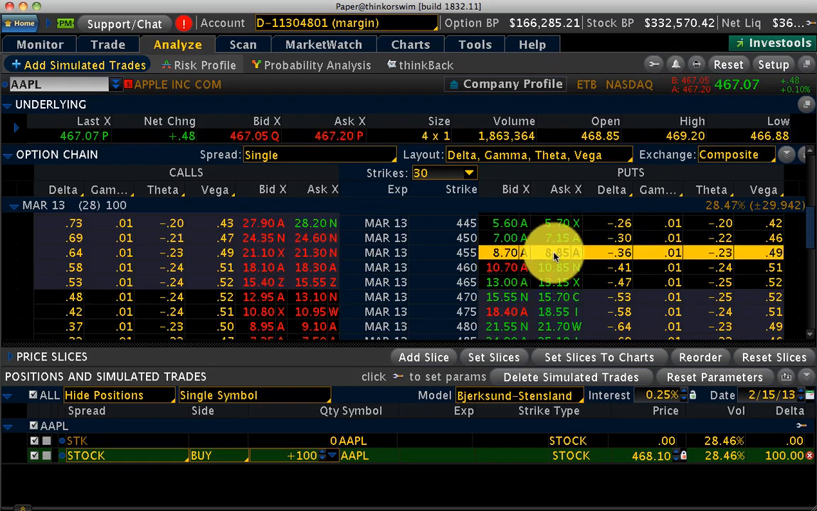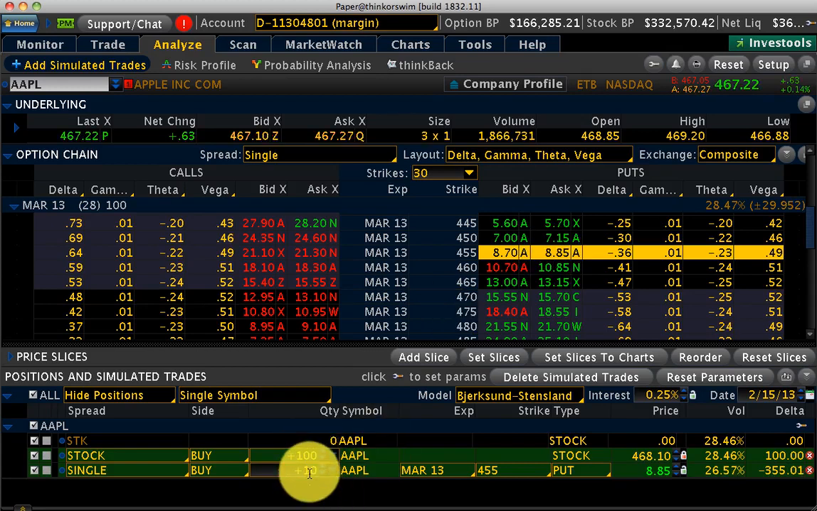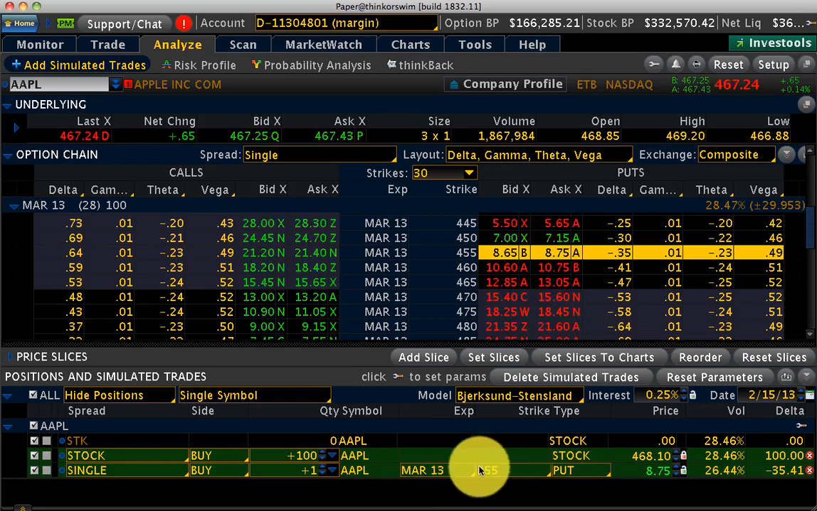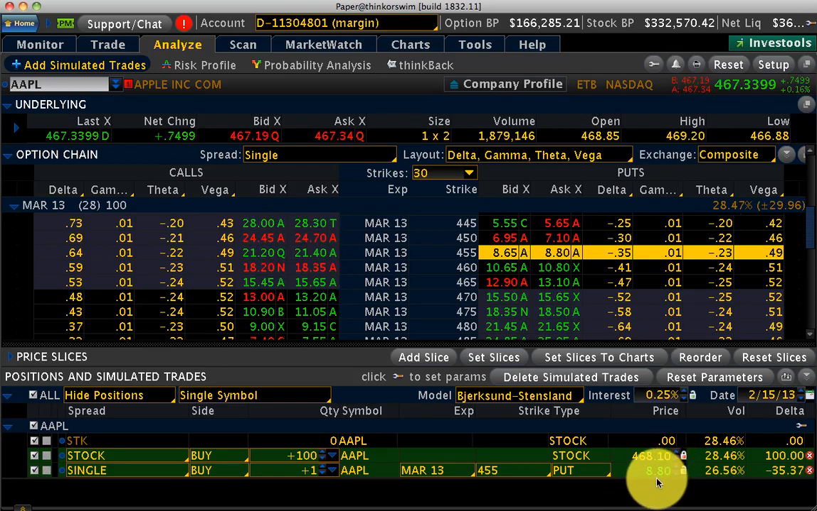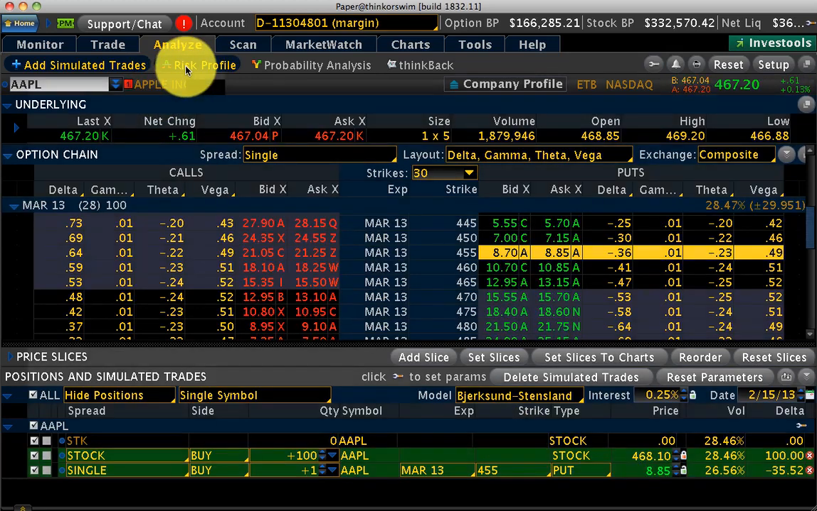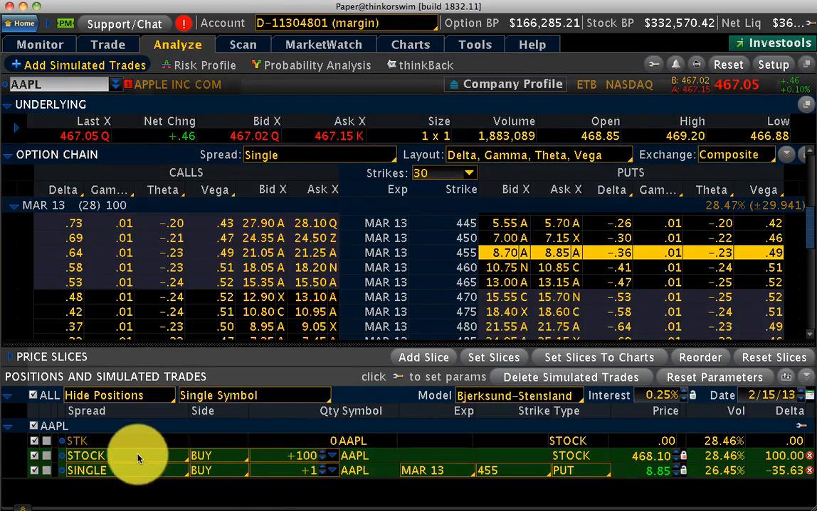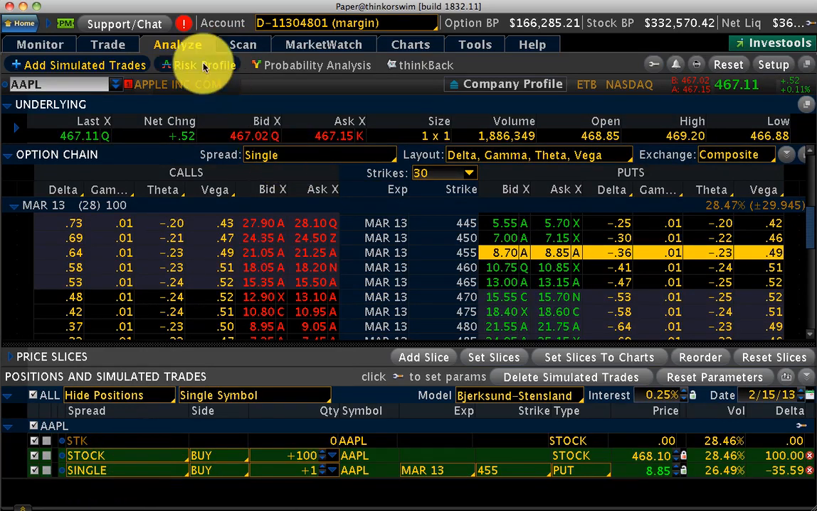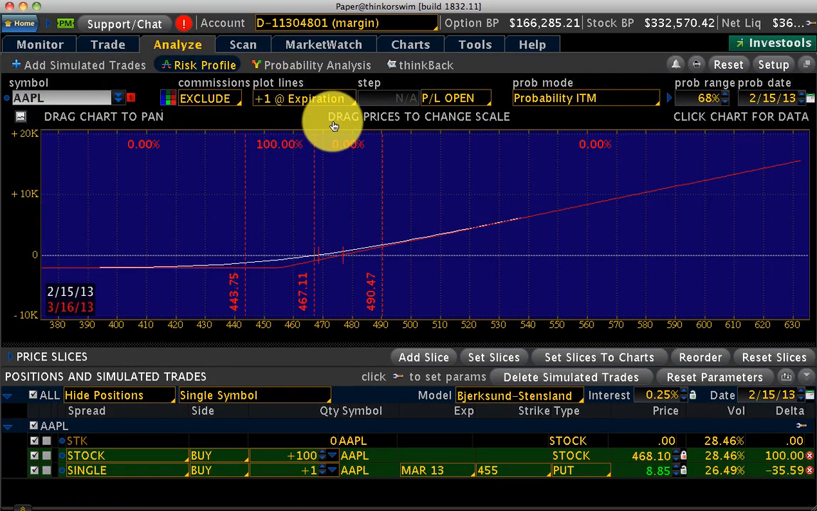So let's go ahead and buy. I'm going to buy just one contract because we have 100 shares, and I'm going to buy the 455 put in the March series, and I'm going to pay $8.75 for this particular option. Now, if you look at the risk profile, it's going to show you the risk profile of both the stock and the option together. And what you can see now, this is really great.